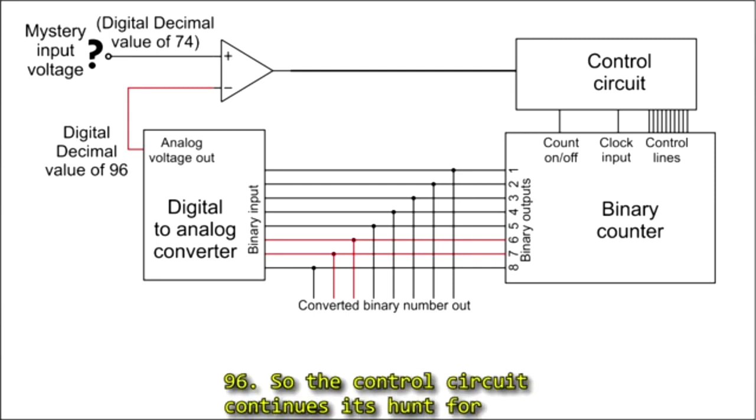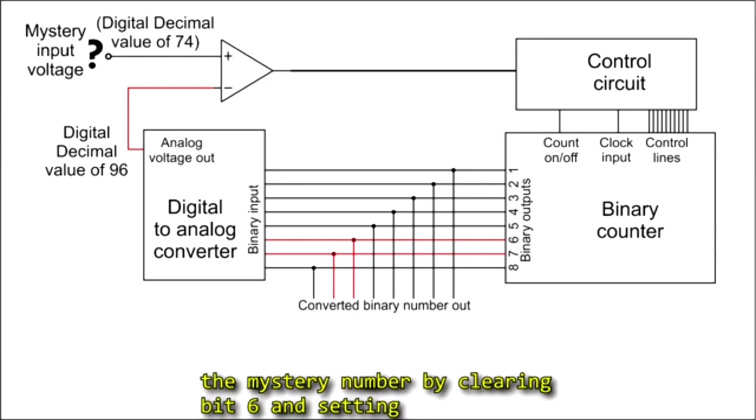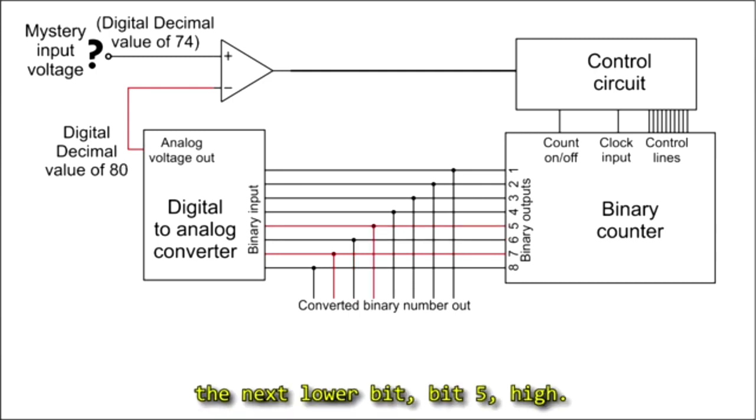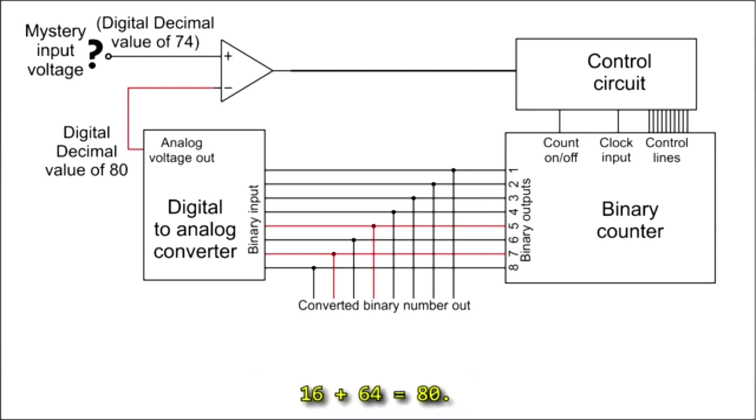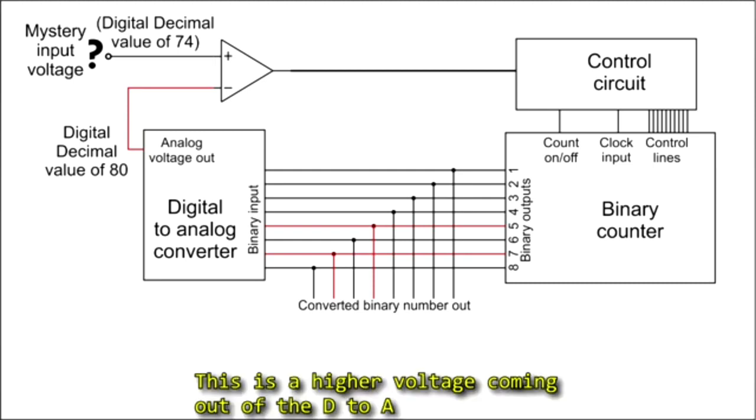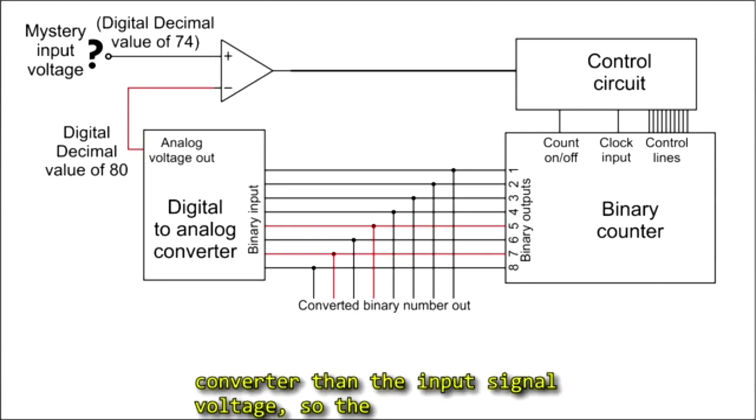So the control circuit continues its hunt for the mystery number by clearing bit 6 and setting the next lower bit, bit 5, high. With bit 7 and bit 5 set, we have a binary value of 16 plus 64 equals 80. This is a higher voltage coming out of the D-to-A converter than the input signal voltage, so the comparator will send a low again to the control circuit. The control circuit now knows that the mystery number is less than 80.